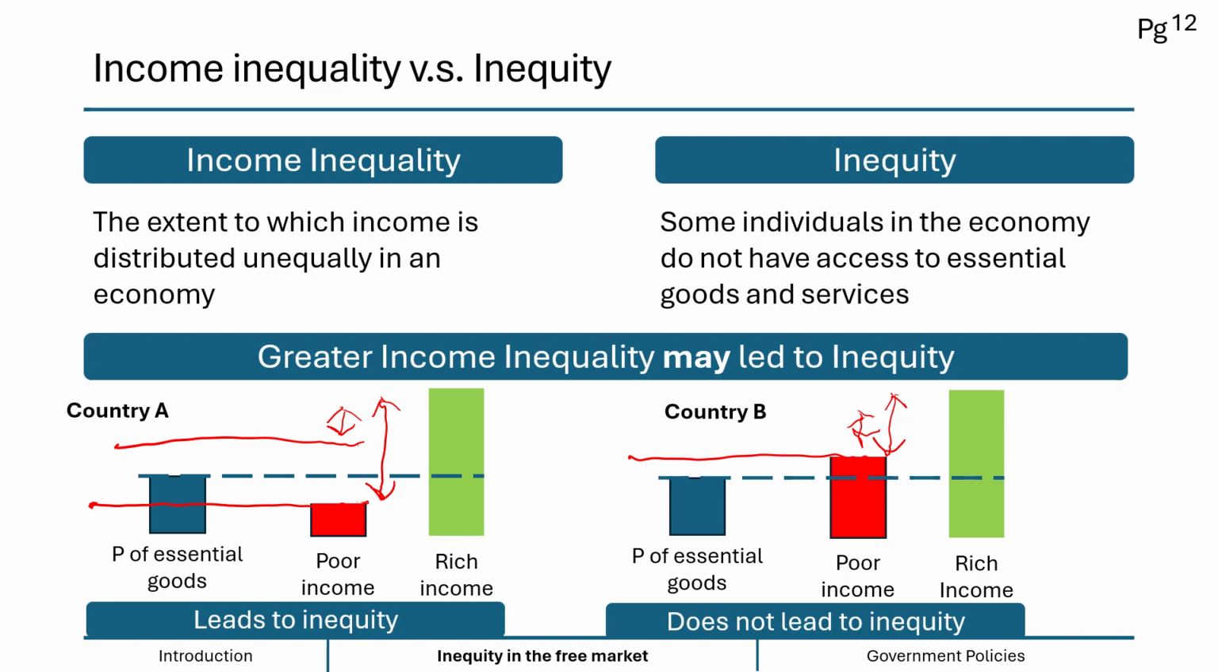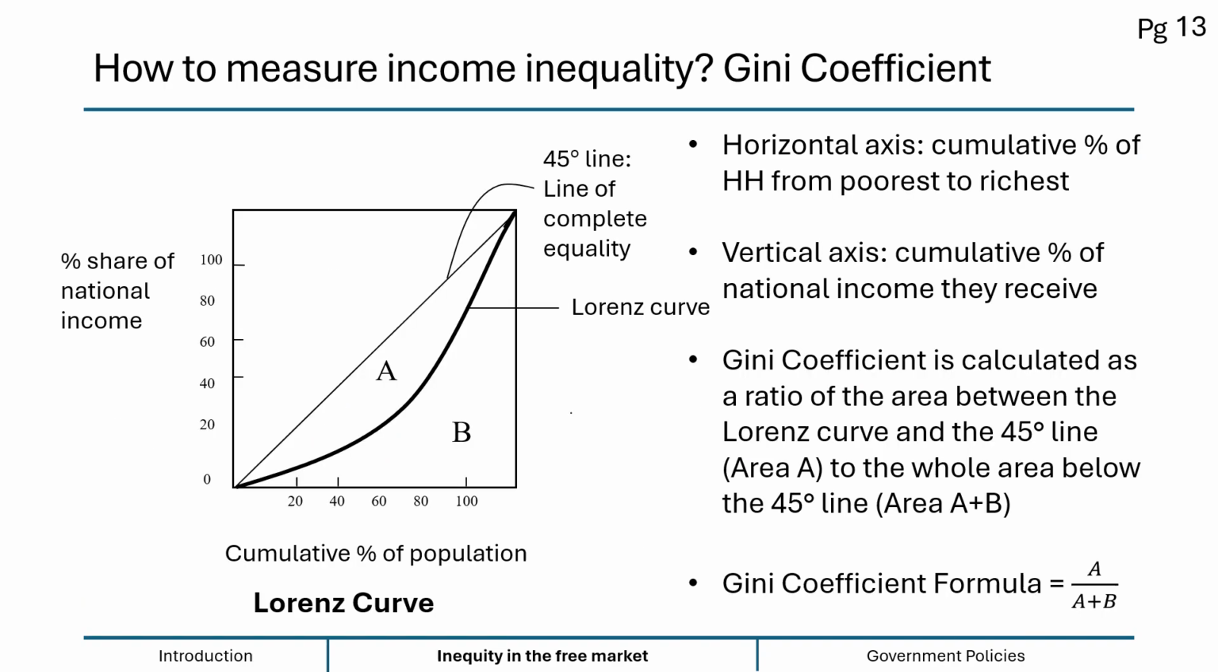So first takeaway, income inequality and inequity are two separate concepts. Next, greater income inequality may lead to inequity. So how do we measure income inequality, right? It's through the Gini coefficient. And the Gini coefficient is derived from the Lorenz curve. So the horizontal axis is the cumulative percentage of households from the poorest to richest, while the vertical axis shows the cumulative percentage of the national income they receive. The formula of the Gini coefficient is area A divided by the area A plus B.